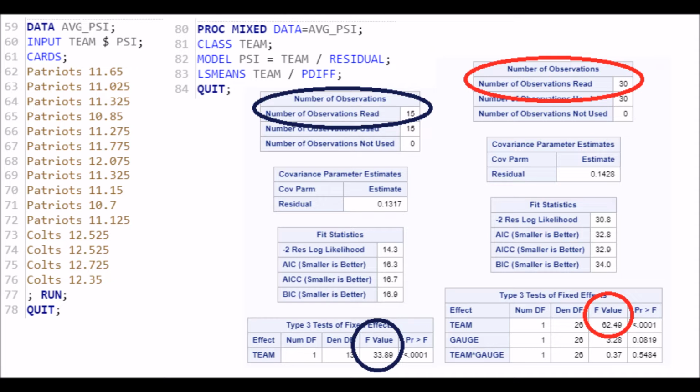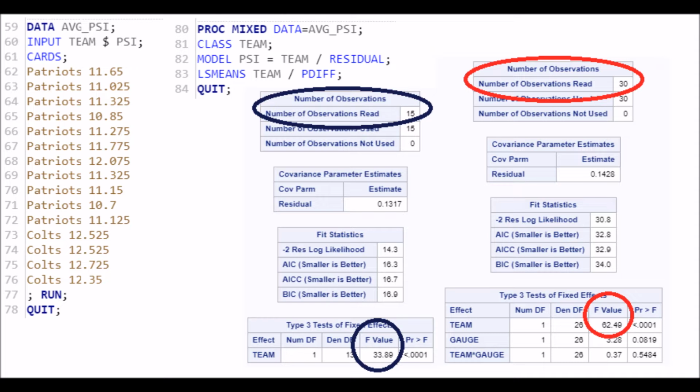When it looked like we had 30 footballs, the F-value was much larger, 62.49. Now the F-value is only 33.89 when having only 15 footballs. In either case here, the F-value is large and the p-value is very small, less than 0.0001. Thus, in this particular case, the conclusion we would come to would not change, but this will not always be the case.